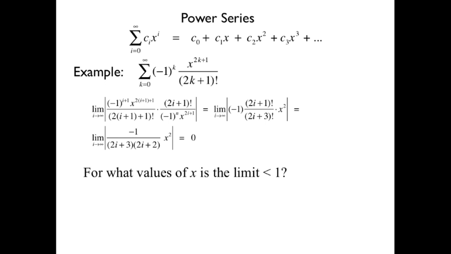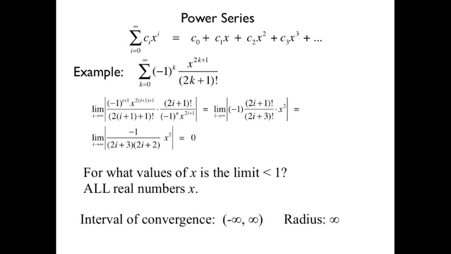Yeah, so for what values of x is this limit less than 1? It doesn't matter what x is. You always get the limit of 0, which is less than 1. Conclusion? Yeah, so this will converge no matter what you put in for x, for any value of x. So then what's the quote-unquote radius? Yeah, so the interval is from negative infinity to infinity, and the radius is infinite.